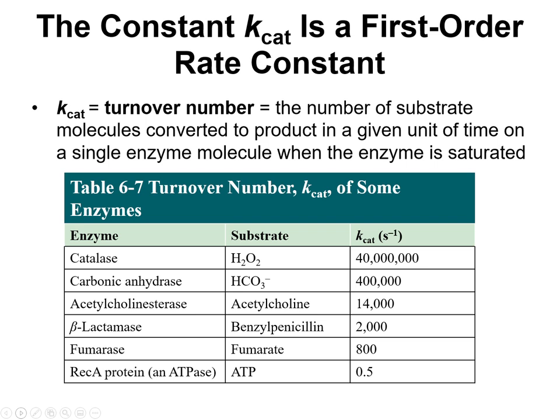Kcat is also called the turnover number. So that tells you the number of substrate molecules that you convert to product in a given unit of time. Usually it's per second, but it could be per minute, if it's a slower enzyme.